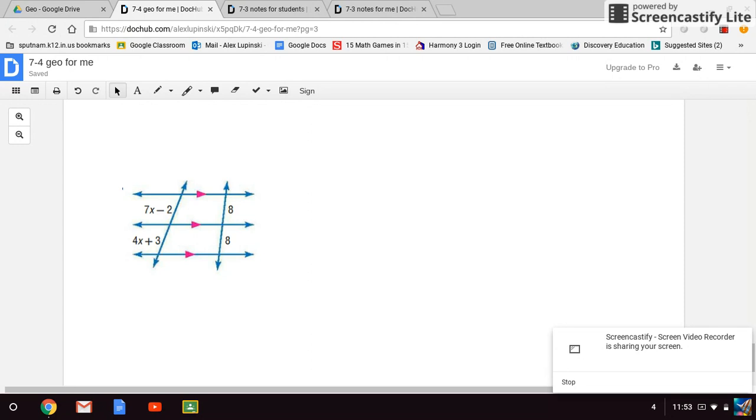This one, it's kind of a giveaway for what I just did. It's just the same thing. 7x minus 2 is going to equal 4x plus 3, because again, if the right side's equal, they're both 8, then the left side's going to be equal, so that's not bad. Solve for x. X is equal to 5/3.